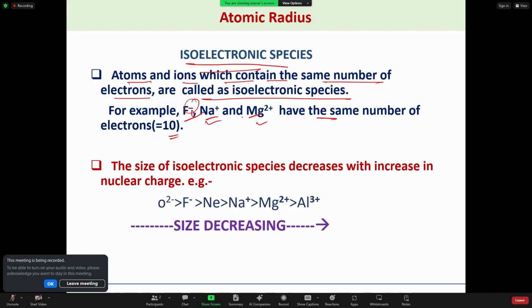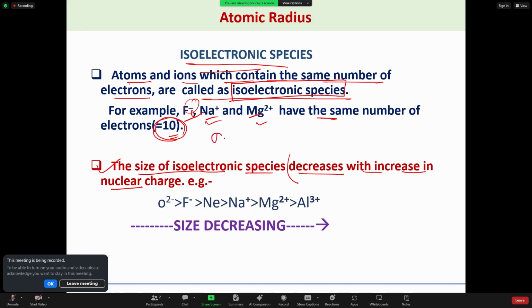That's why these are called isoelectronic. But when we go through each of these isoelectronic species, it says that the radius decreases with an increase in nuclear charge. What is happening here? When it is isoelectronic, that means the number of electrons is the same.